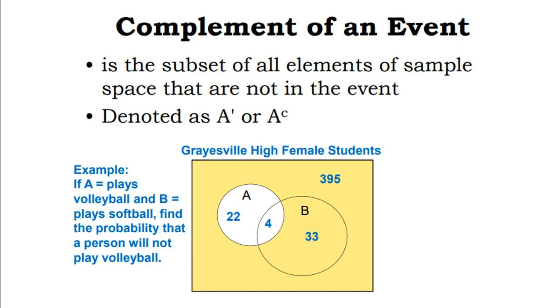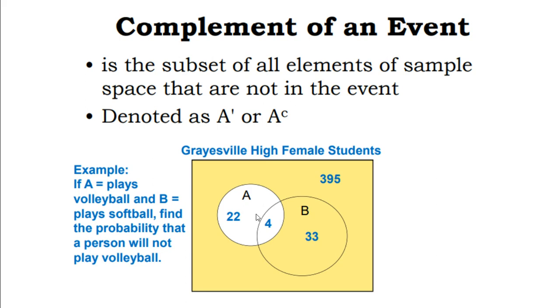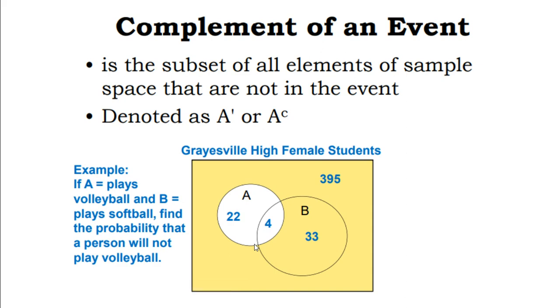Now, there's two options that you can go through, right? You can find the total and then take away that 26 girls that play volleyball, or you can add up 395 and 33, because you can see that those are the two numbers that are outside of the circle of volleyball, right? So I have 428. That's the number of people who do not play volleyball. But that's not a probability, that's just a number. I have 428 girls that don't play volleyball out of how many total girls in the school? There's 454.